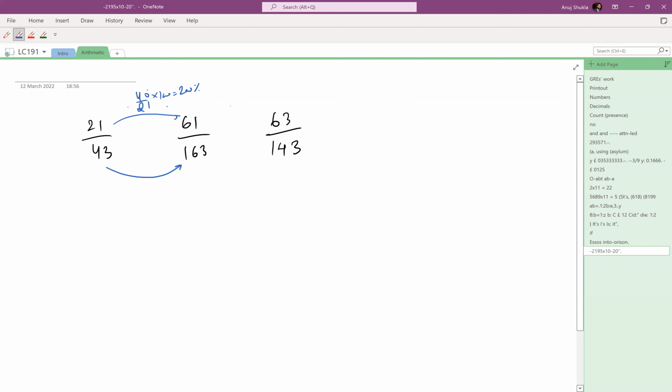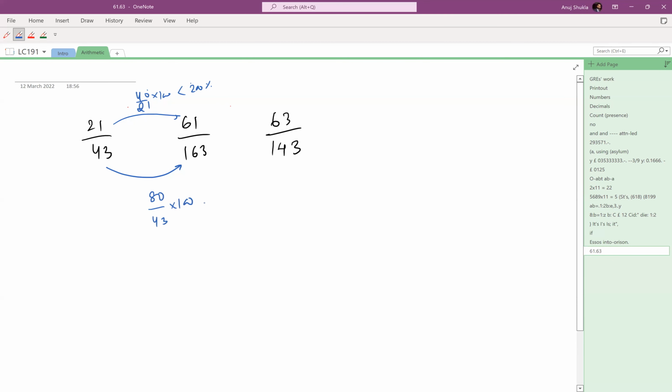This is becoming a little complex. Look, 40 by 21 into 100 is approximately 200%, but it will be less than 200%, because 40 by 20 only is 200%, but it is 21, so it is less than 200%. 43 and 60, 163. So this is 80 over 43 into 100.